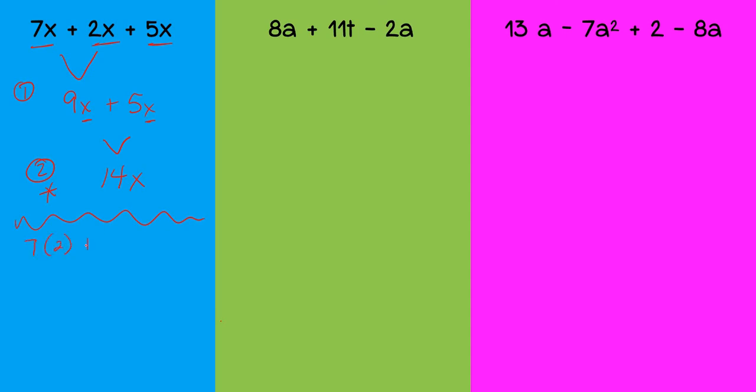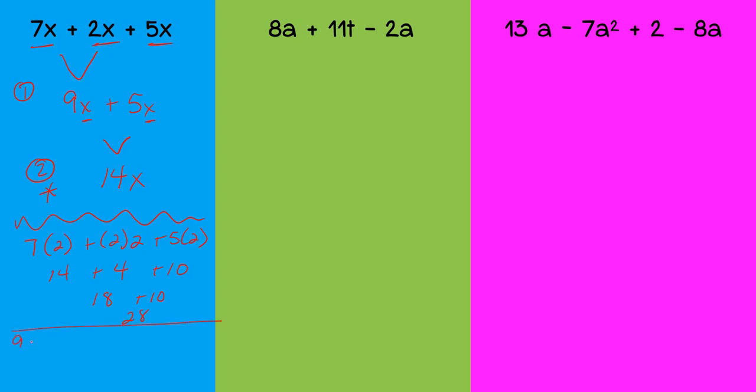So I have 7 times 2 plus 2 times 2 plus 5 times 2. So I would get 14 plus 4 plus 10, which would give me 18 plus 10, which would give me 28. So if I use the first expression, I would get 28.